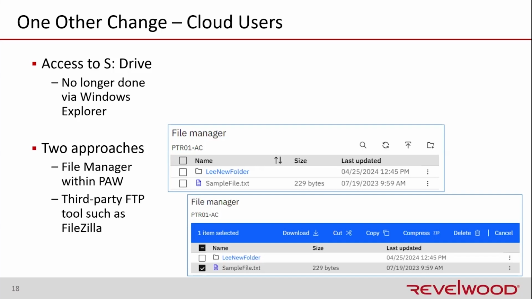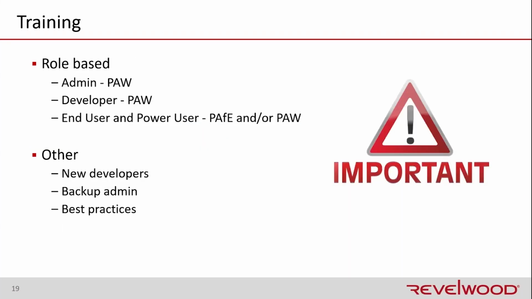But if you want to access it, we either use the new file manager or we use some kind of third-party tool. Okay? Revelwood typically uses FileZilla, and that's what we recommend. Okay. So what have I shown you? I've shown you very quickly a whole bunch of new stuff. And this is where, when you put it all together, probably the most important aspect of this migration is training.